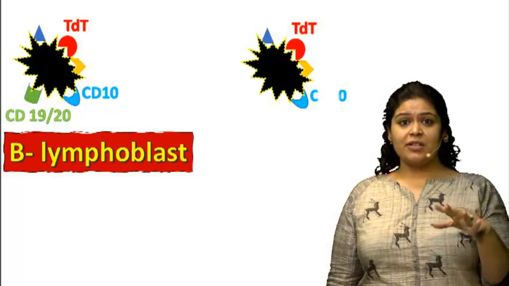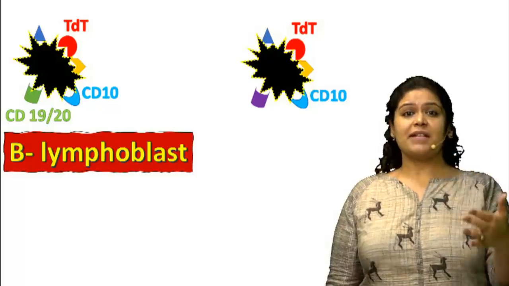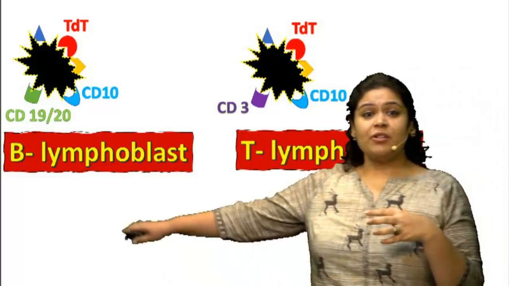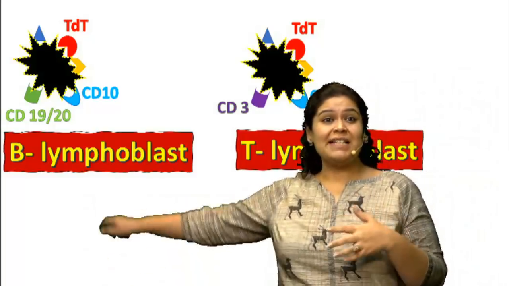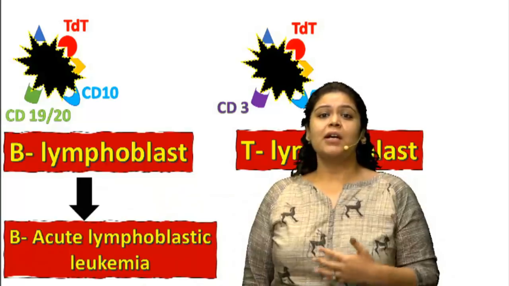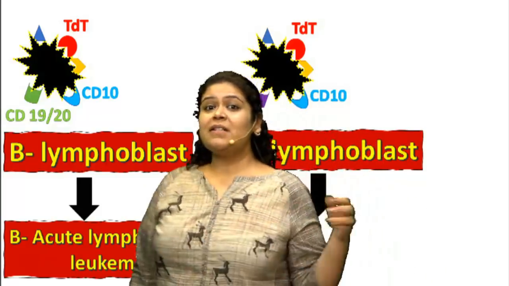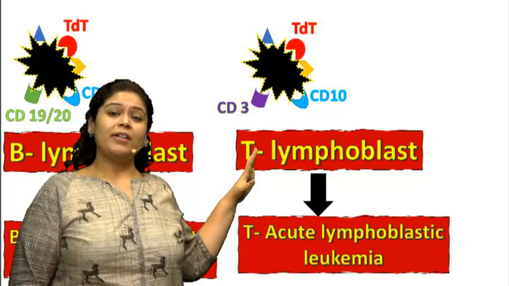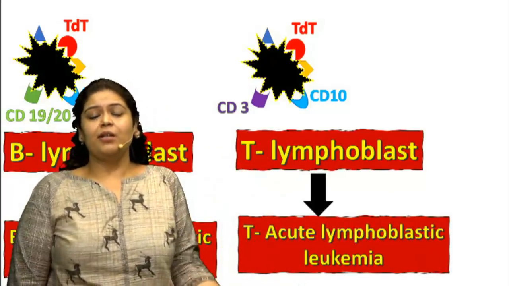Then imagine there's another tumor population which is expressing CD34, HLA-DR, TDT, and CD10. But in addition to this, it's expressing CD3. So back to T lymphoblast. So if this is the picture and the blood and marrow are full of these kind of cells, my diagnosis will become B acute lymphoblastic leukemia. And if this is the picture and the tumor cells are all showing this kind of picture, what will I call it? T acute lymphoblastic leukemia.